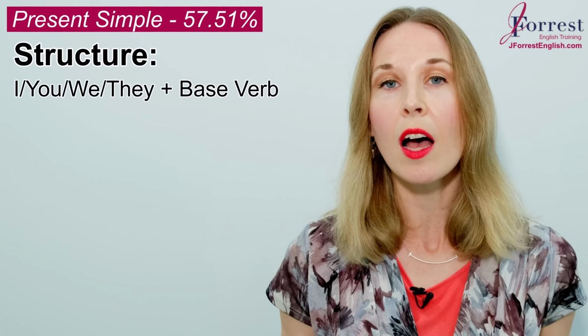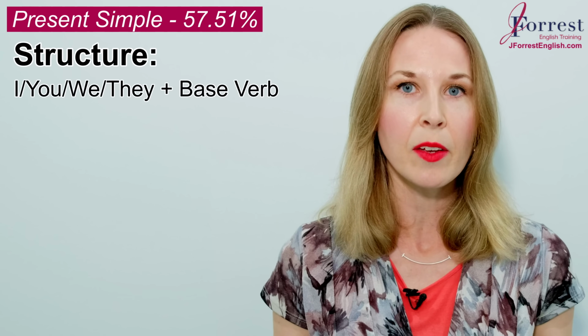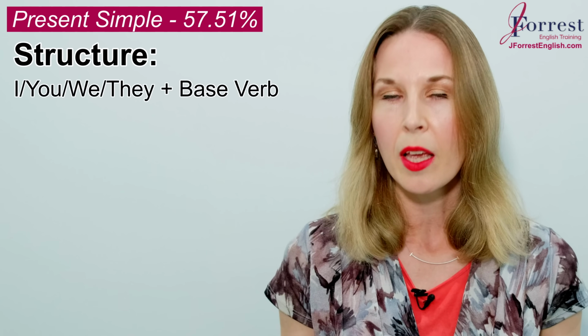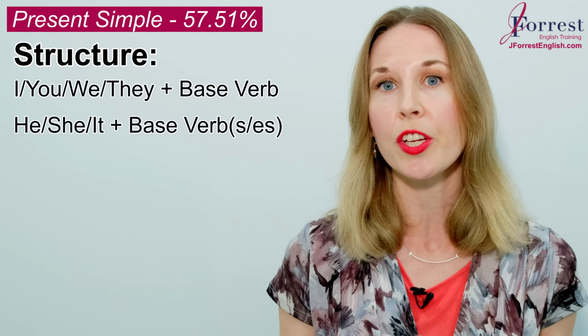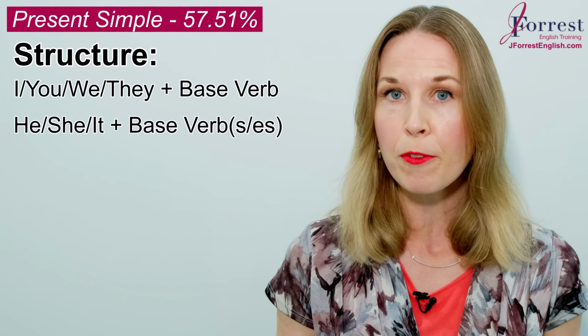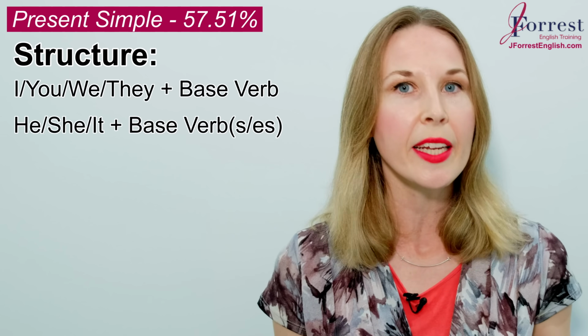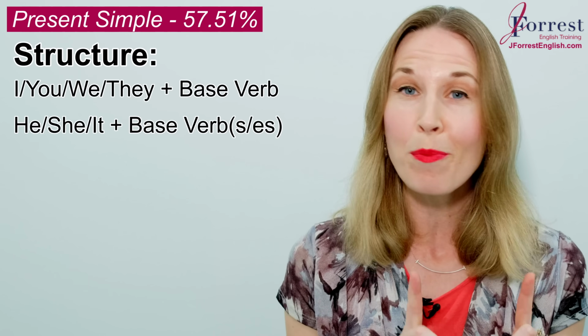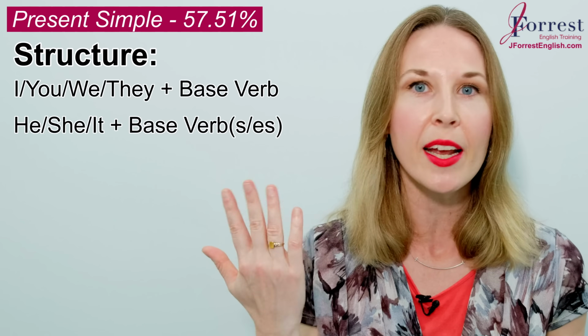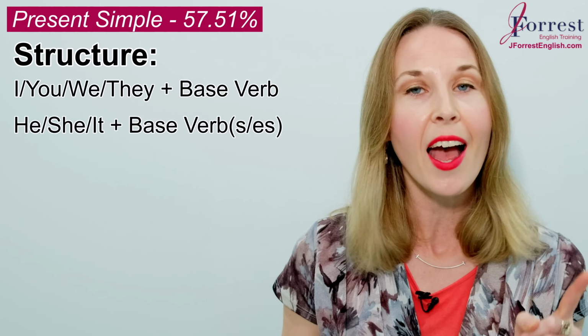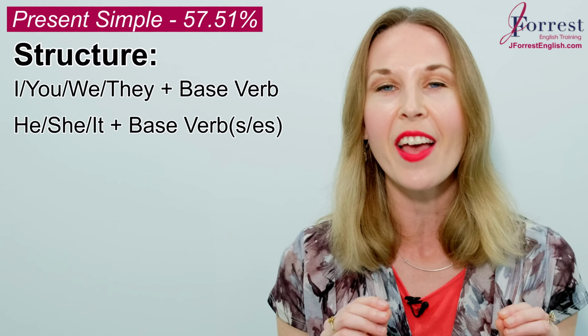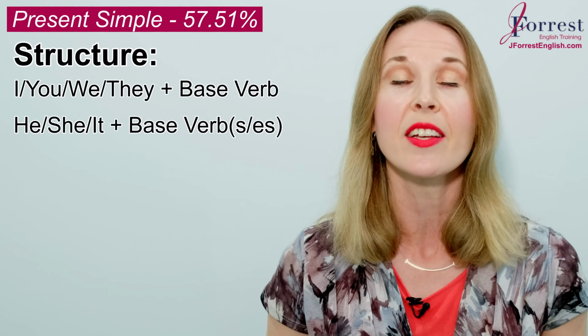For the subjects I, you, we, and they, you add the base verb. Now for the subjects he, she, it, you add the base verb plus s or es. And this is one of the most common mistakes that my advanced students make, forgetting to add that s. So don't forget that s for he, she, it subjects.